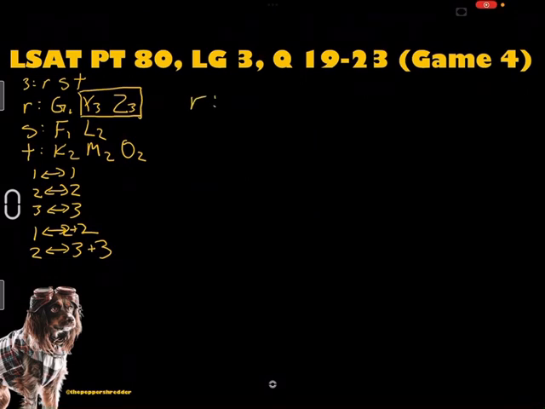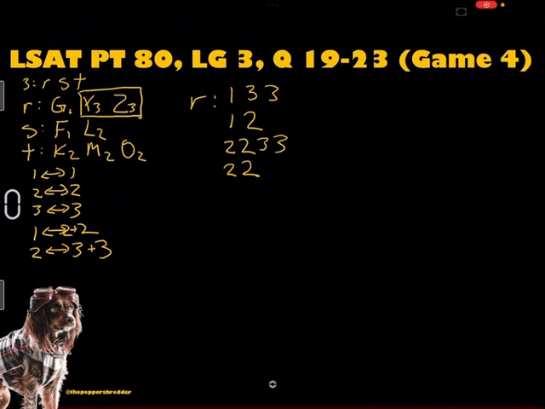R doesn't have to trade any buildings, so R can have 1 Class 1 building and 2 Class 3 buildings. Or, R can trade 2 Class 3 buildings for 1 Class 2 building. Or, R can trade 1 Class 1 building for 2 Class 2 buildings. Or, R can trade 1 Class 1 building for 2 Class 2 buildings, and 2 Class 3 buildings for 1 Class 2 building.